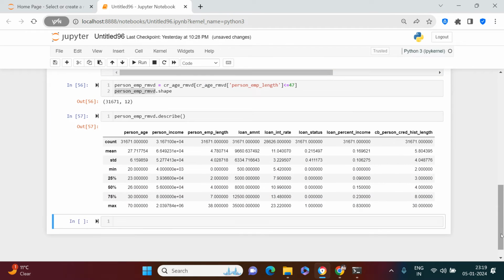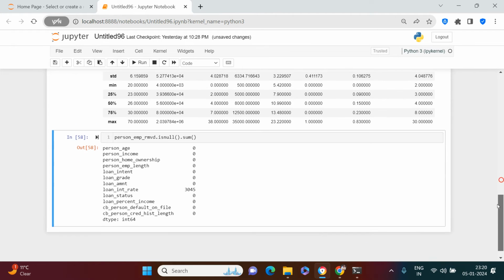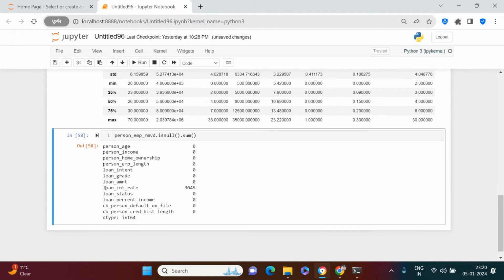Now let's check about the null values. Okay, let's have a look at null values. The dot is null dot sum. Let's see. Okay, all right, so loan interest rate seems to have a huge number of missing values, right? So that's something which we would require to do the treatment of.